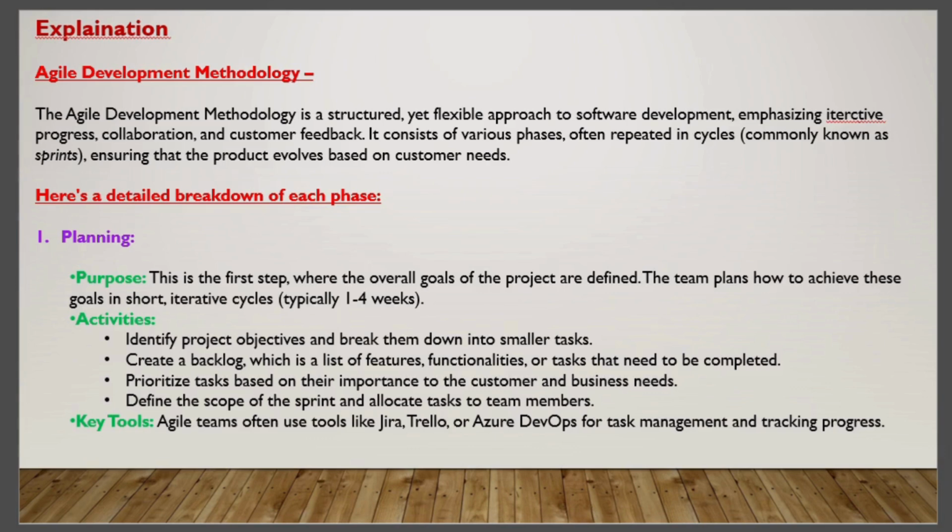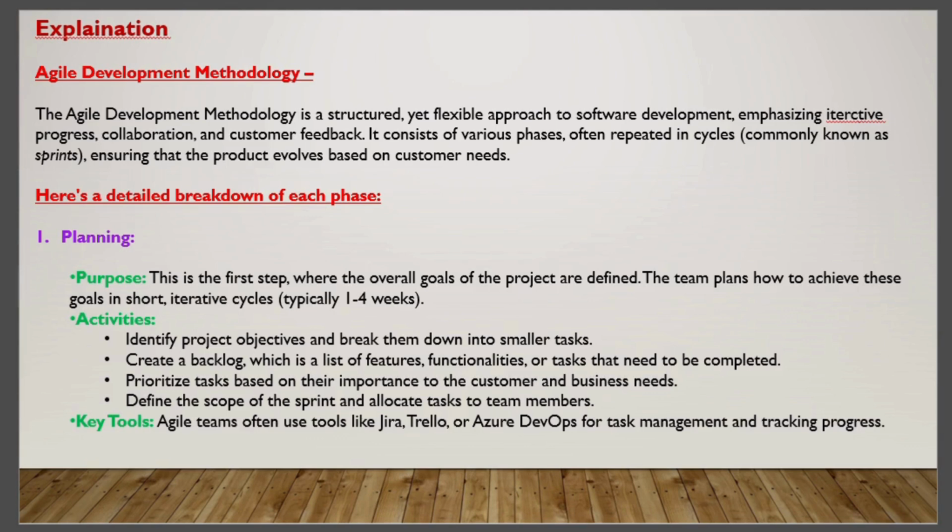Activities that are involved in planning are: identify project objectives and break them down into smaller tasks. Create a backlog, which is a list of features, functionalities, or tasks that need to be completed. Prioritize tasks based on their importance to the customer and business need. Define the scope of the sprint and allocate tasks to team members.